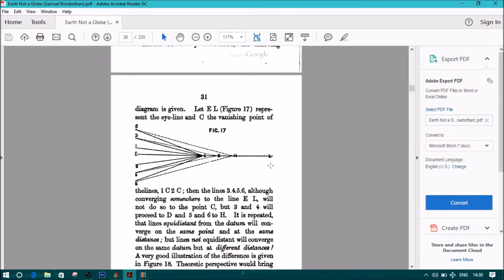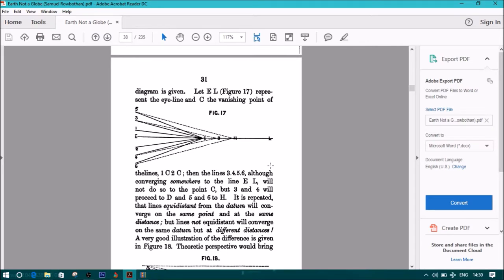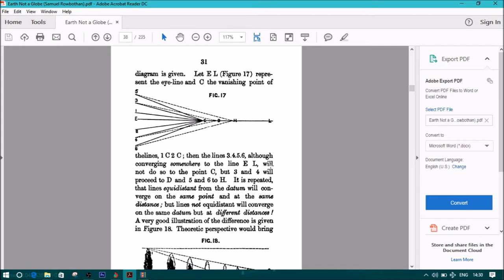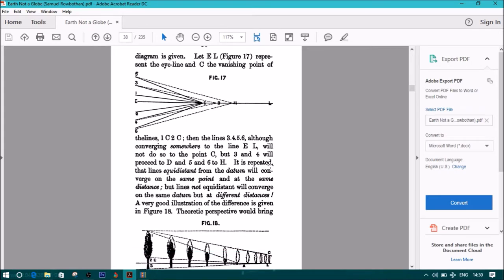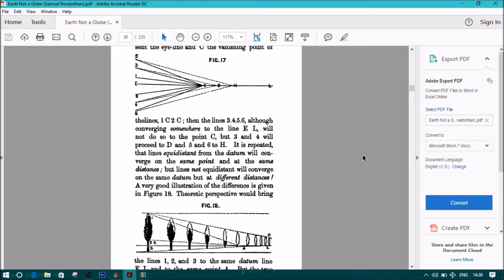Let EL in figure 17 represent the eye line and C the vanishing point of the lines 1C and 2C. The lines 3, 4, 5, 6, although converging somewhere to the line EL, will not do so to the point C, but 3 and 4 will proceed to D, and 5 and 6 to H. It is repeated that lines equidistant from the datum will converge on the same point and at the same distance, but lines not equidistant will converge on the same datum, but at different distances.